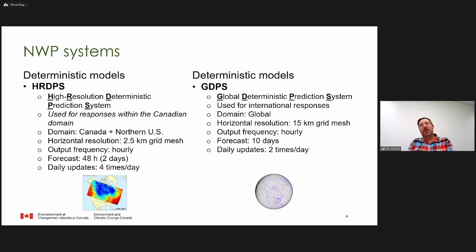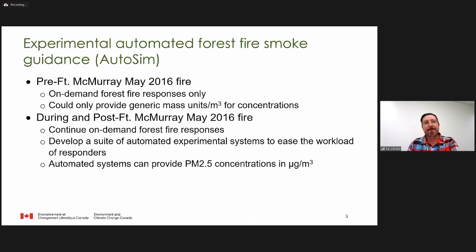So we use meteorological fields, such as horizontal wind, from Canadian deterministic models as input into our trajectory and dispersion systems. So we use, for responses within Canada, the High Resolution Deterministic Prediction System, or HRDPS. And for international responses, we use the Global Deterministic Prediction System, or GDPS.